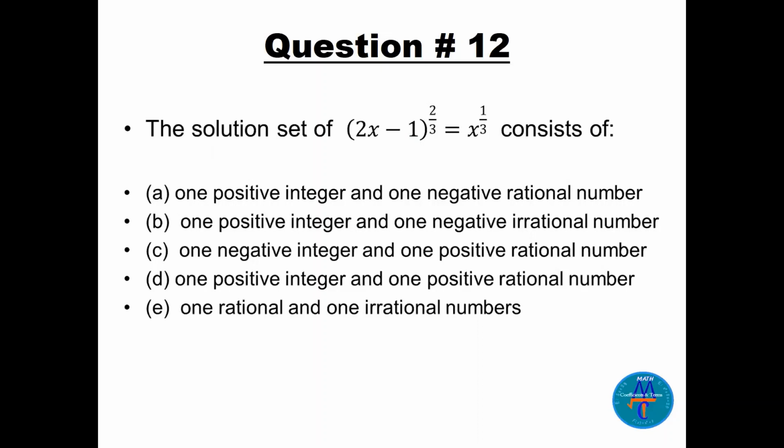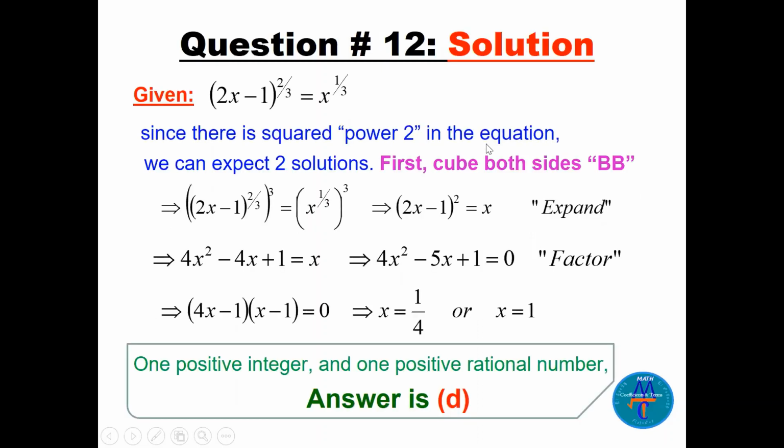Let's see. We have a square in the power, and we have 1 over 3, that's the index here. So this is the cube root. So we can cube both sides, cube the whole equation on both sides. We can cancel the 3. So we have 2x minus 1 squared is equal to x. Since we have an x here, we can expand it.